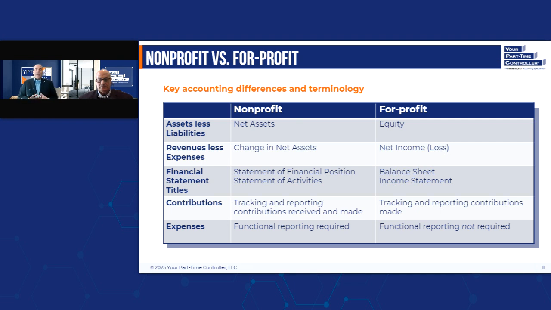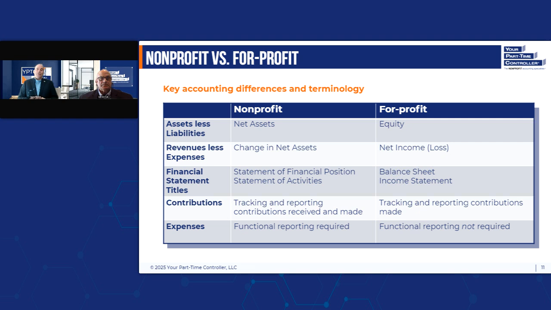Next, when we look at our activity for the year, our revenue less our expenses, in the for-profit world we call that a net income or net loss. In the nonprofit world, we simply refer to that as the change in net assets. Our financial statement titles are different also. In the for-profit world, we have a balance sheet and an income statement. In the nonprofit world, instead of a balance sheet, we have the statement of financial position. And instead of the income statement, we have the statement of activities. They're roughly going to be reporting the same information, almost in the same format, just the titles are different.